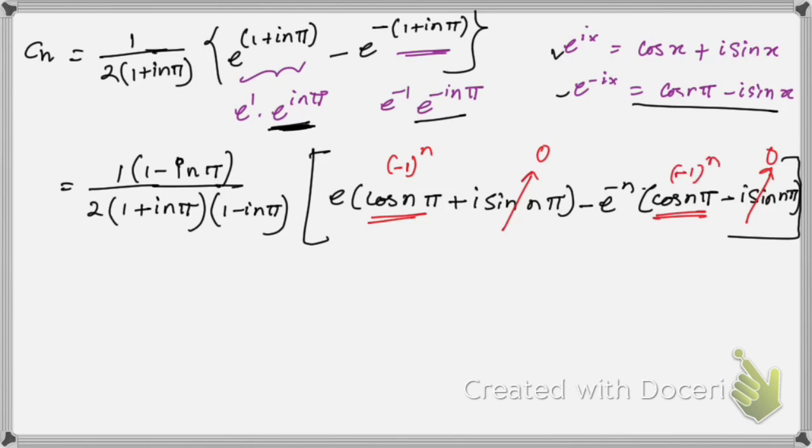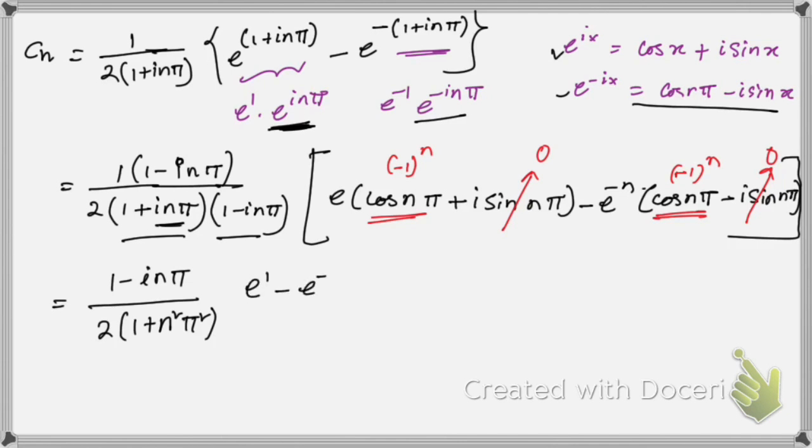So simplifying this part, what we have got is 1 minus i n pi, and here 2. If you apply the a square minus b square formula, 1 square is going to be 1, then the square of this, i squared, is going to be -1, so minus minus plus, then n square pi square. And here we have e to the power 1 minus e to the power -1. I made a mistake, that should be -1.